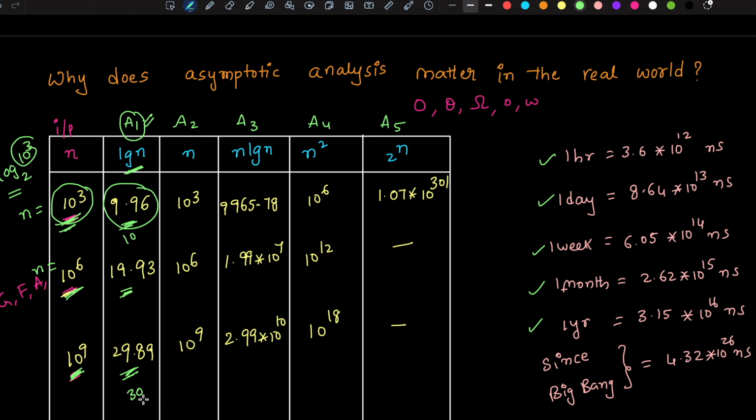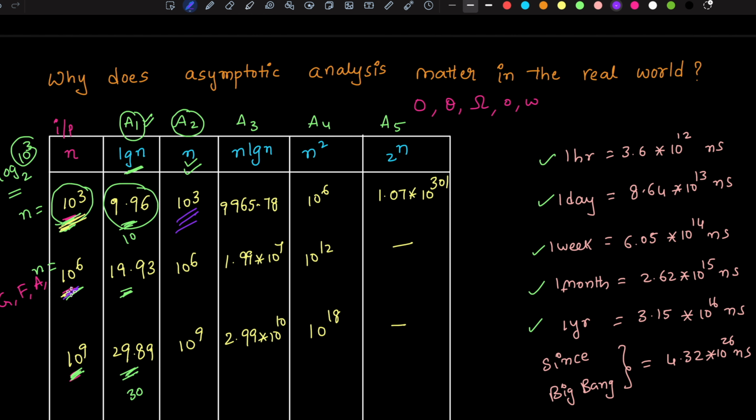So we are roughly performing 30 operations. Now consider the algorithm A2, which has a time complexity of order of n. In this case, if my value of n is equal to 10 power 3, how many operations does it require? 10 power 3 operations. That is 1000 operations are required.